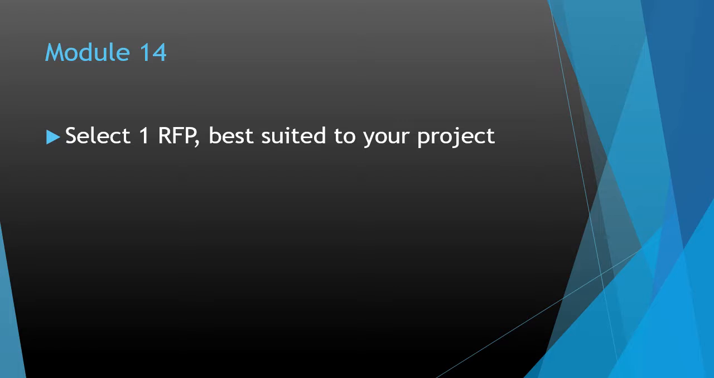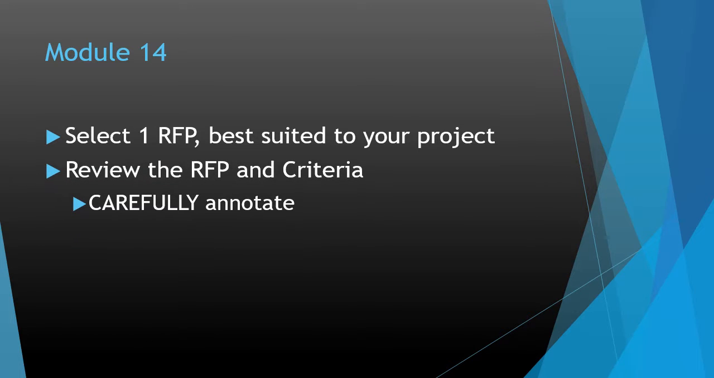In Module 14, you will select the best funding source for your project. Find the RFP and study it carefully, making sure you understand all the requirements and criteria down to the very last detail. You can use any note-taking strategy you would like and annotate the RFP. Make sure to go over each section of the RFP in detail so that you'll know exactly what to include in your proposal.